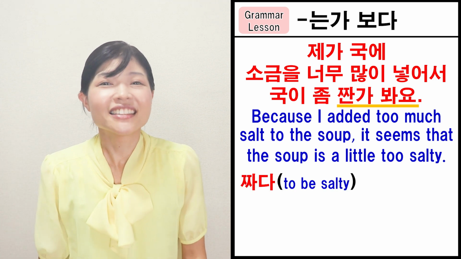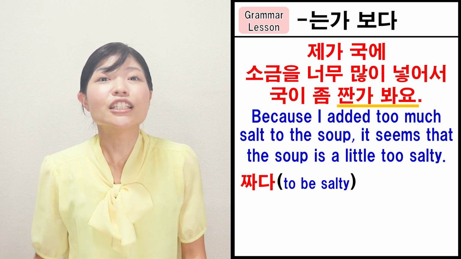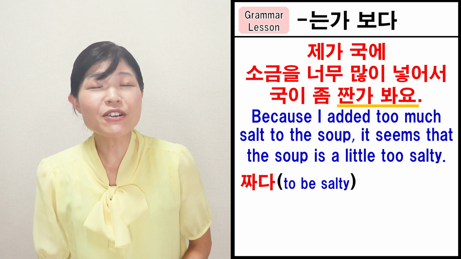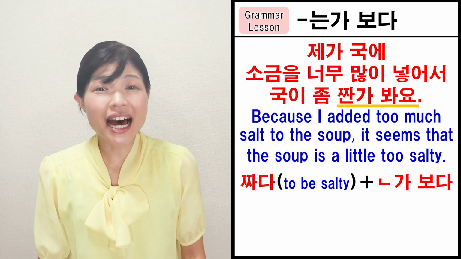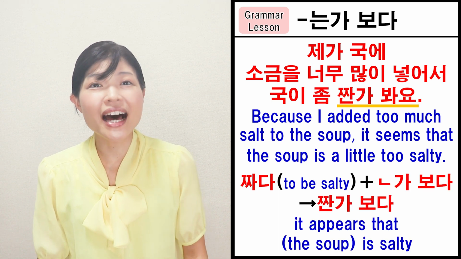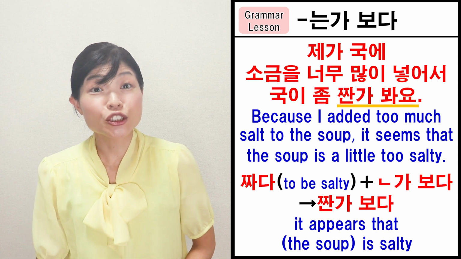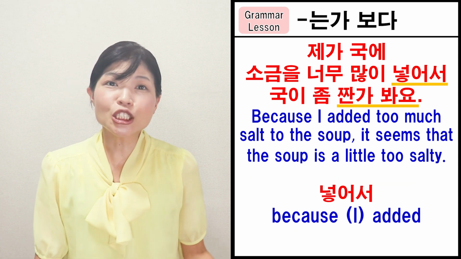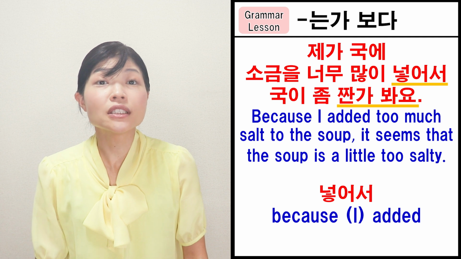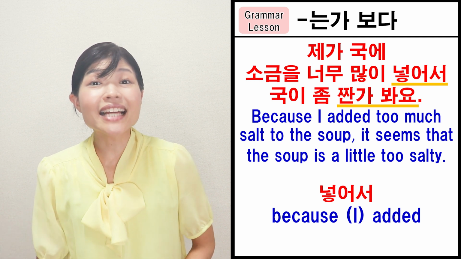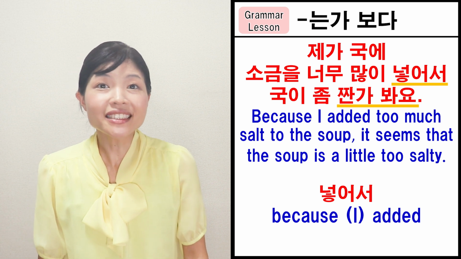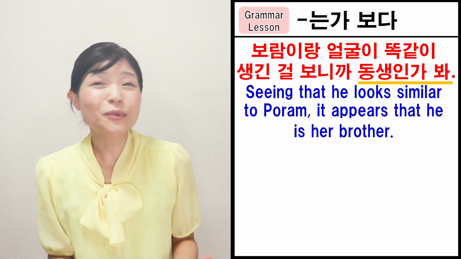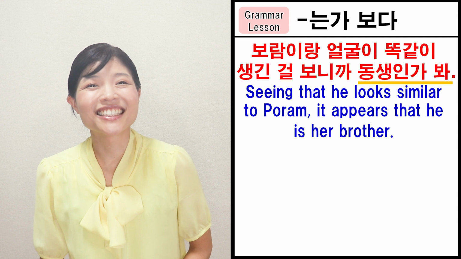Anyway, here, since the adjective 짜다, to be salty, does not have a final consonant, you will attach ㄴ가 보다 to say 짠가 보다. It appears that the soup is salty. In addition, you can pay attention to 넣어서, because I added. By using the grammar 어서, you can state the reason. Then let's read the next sample sentence.